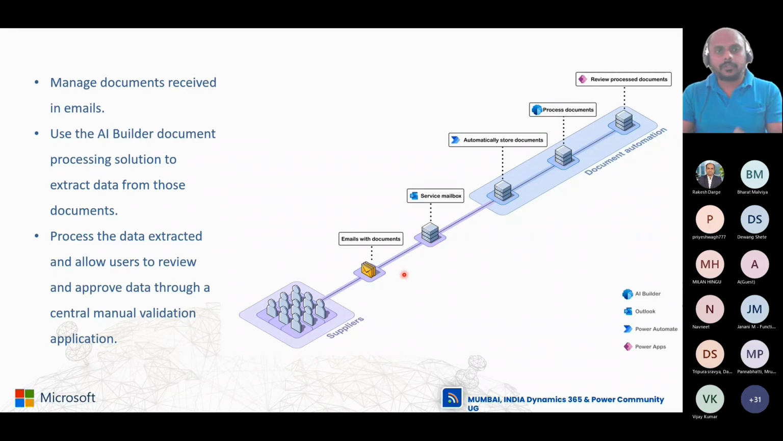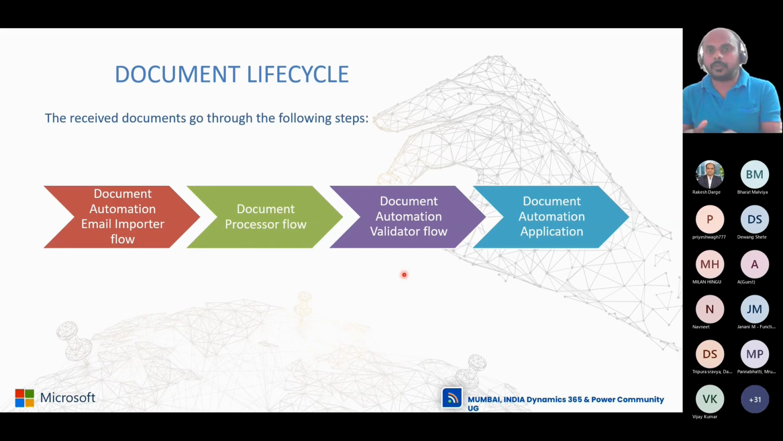Now, when we are saying that this is an end-to-end process, how will your document be processed through different stages? What will be your document life cycle, and how does it go? First, when an email is received, it will go through the document automation email importer flow. It triggers when you receive an email from a specific email address with an attachment. You can modify those flows as per your requirement.